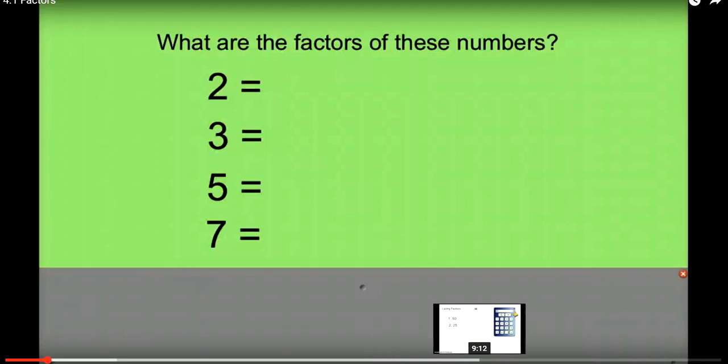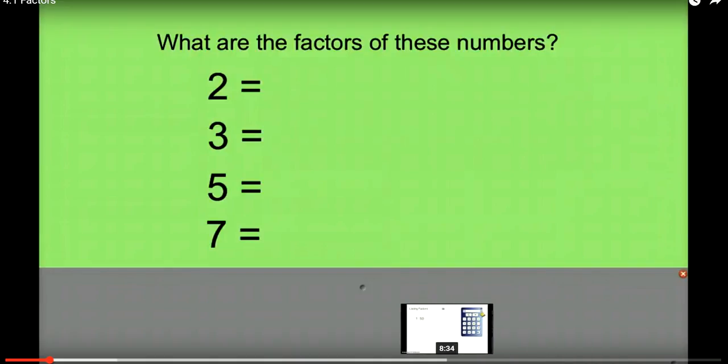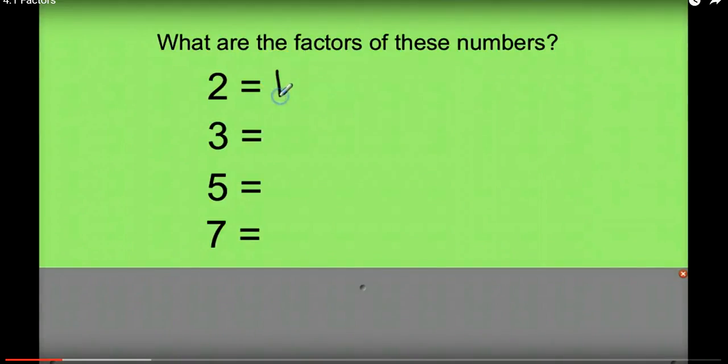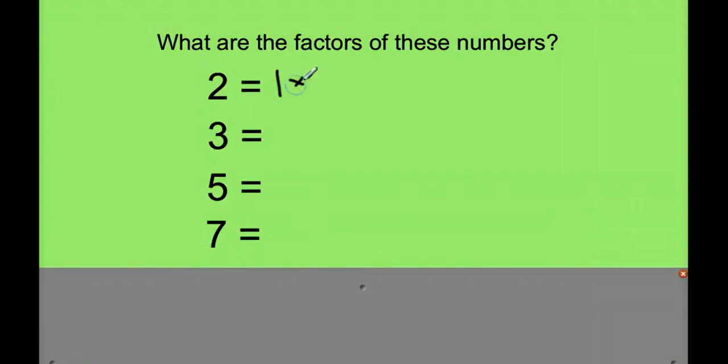What are the factors of these numbers? So for 2, when I list factors, I list them using the rainbow method, or I think what numbers multiply together to get that. So I'm going to start with 1. I always start with 1. What times 1 will give me 2, and 2 times 1 will give me 2. So my factors of 2, those are the only 2, the factors are 1 and 2.